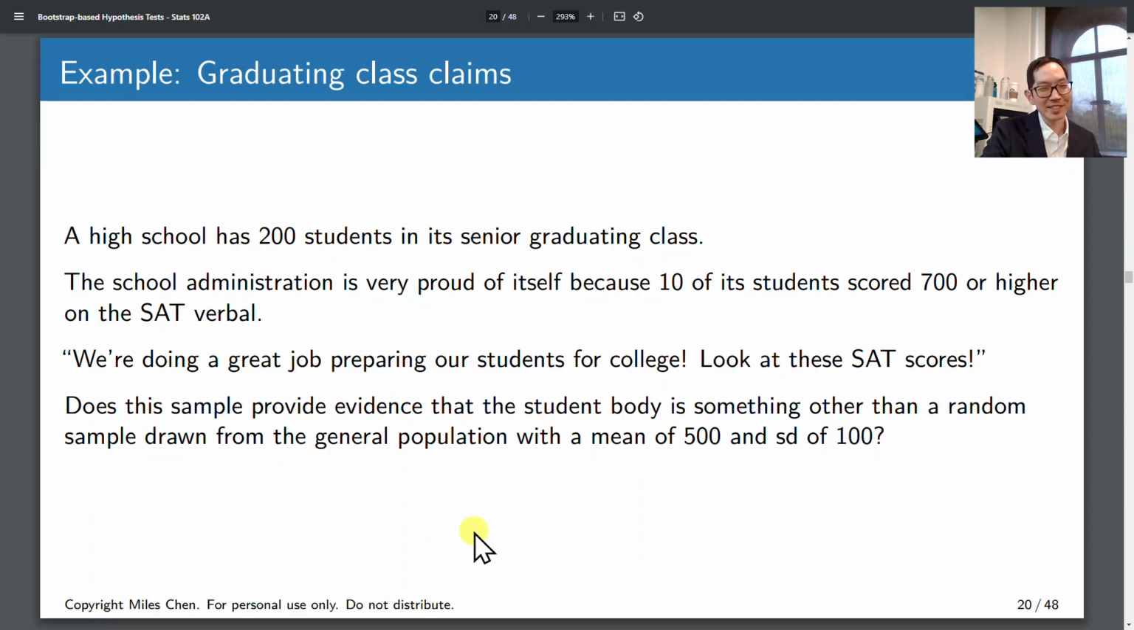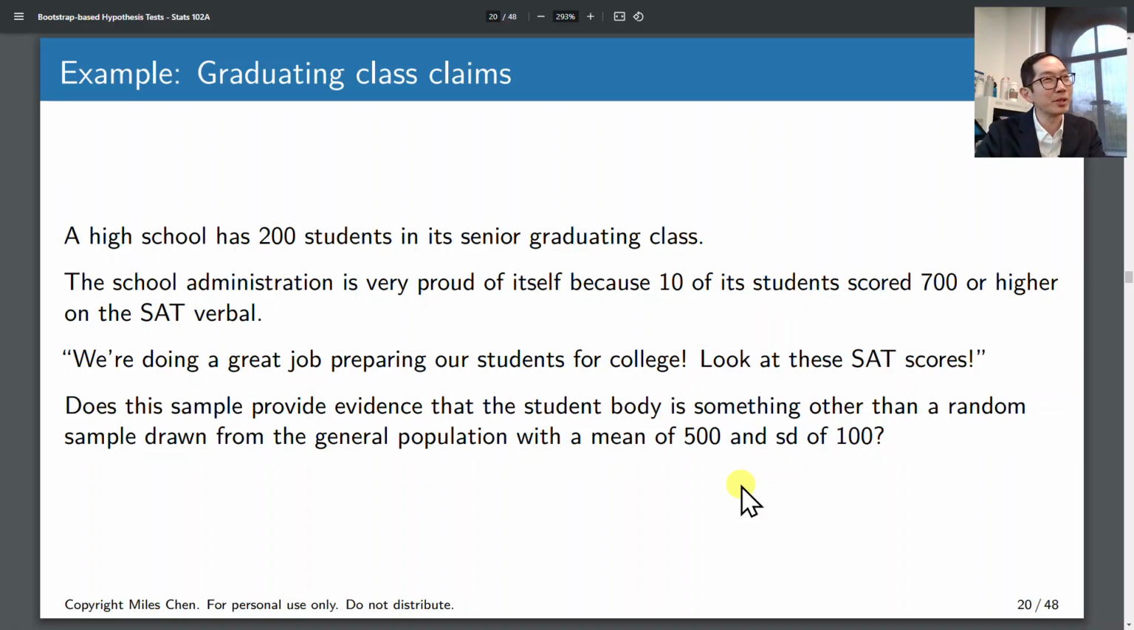So is this something that the school administration should be proud of? Does this data that we have, does this sample, provide evidence that the student body is something other than just a random sample drawn from the general population with a mean of 500 and standard deviation of 100? If we just drew random samples, do we sometimes just get 200 students where the 10 highest scores are 700 or higher? Could that happen? I don't know what kind of theoretic distribution to use here.